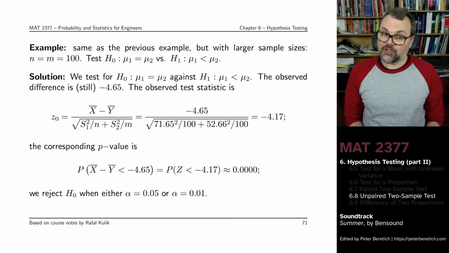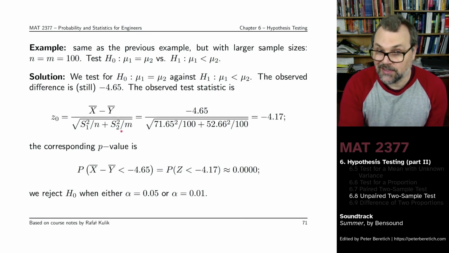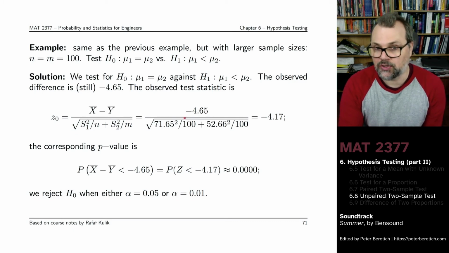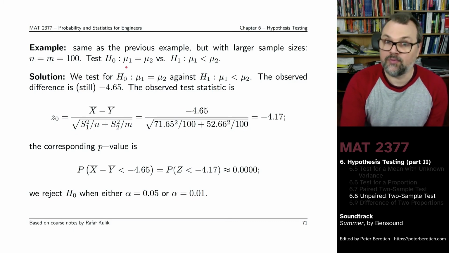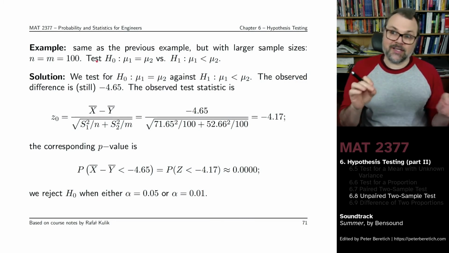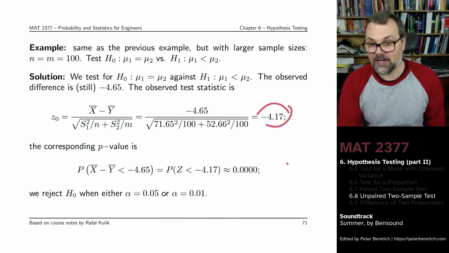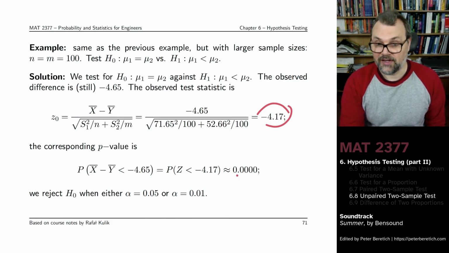So the observed difference hasn't changed, it's still minus 4.65. Now the observed test statistic will change because x bar minus y bar doesn't change, s1 squared and s2 squared don't change, but n and m do change. You're dividing by larger values here. You have more observations, you're more sure about the distribution in each group, so to speak. And so the Z statistic has a value of minus 4.17. The corresponding p-value, the probability that the difference would be smaller than minus 4.65 if the null hypothesis held, is very, very small.